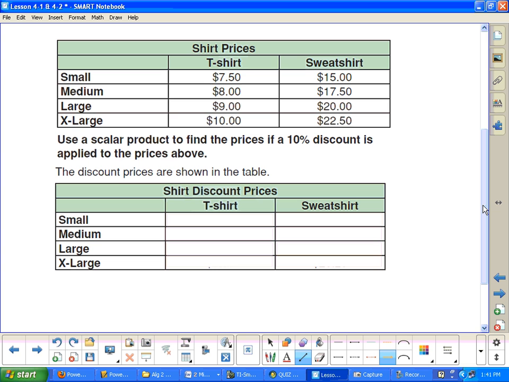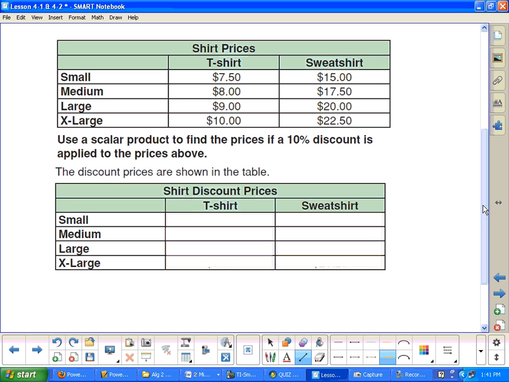Oh, Jesse? Okay, now Mr. Franklin says multiply by 0.9. Why? Because we're subtracting 10%, right? So if I take 10% away, I have 90% left, right?